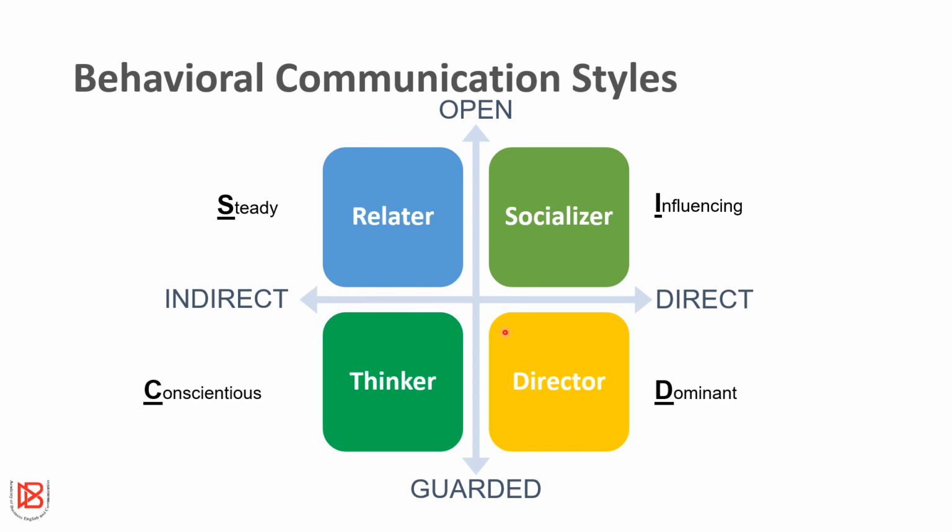But what happens when you are guarded but direct? It becomes a director, a dominant communication. You are not expecting feedback at all, as if you are instructing. As a director, you will say, get the things done, it needs to be done. But what happens when you are very guarded, and you are not communicating in a direct fashion? You are communicating indirectly. So what are you doing? You probably are a thinker.